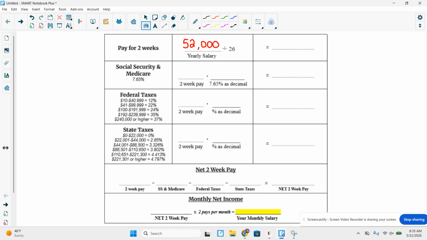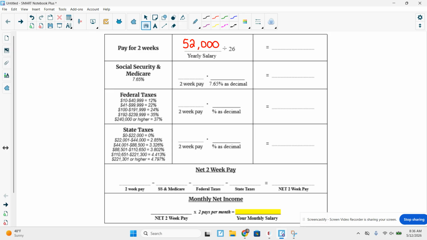Okay, and down. So, if you make more than 52,000, your number should be bigger or smaller than mine? Bigger, because you make more. If you make less than 52,000, your number should be smaller than mine. There and there. Fine. They're both the same.